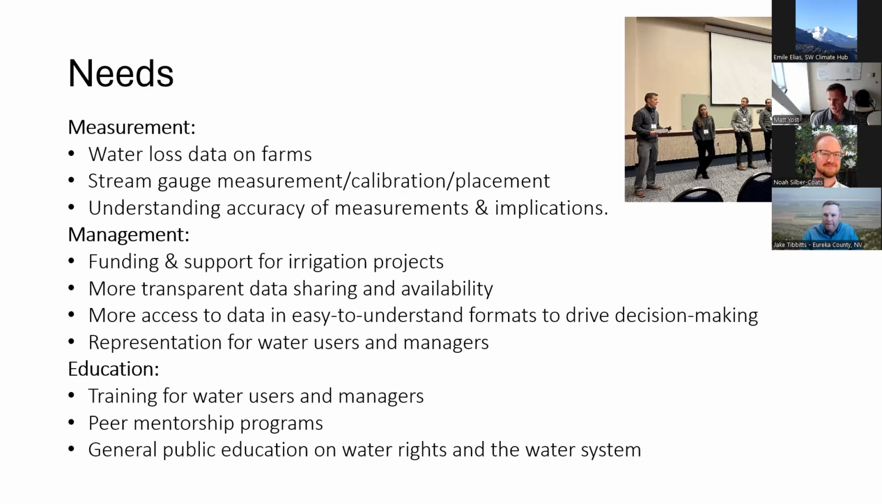And then we heard several sentiments about public education. There are a lot of misconceptions about water use and water management in Utah. And so many water managers and users felt like we need greater education for the public on what the challenges actually are, what the limitations are, and solutions. So those are just a list of some of the needs that we've heard and seen in Utah.